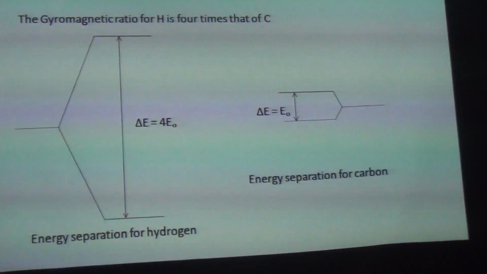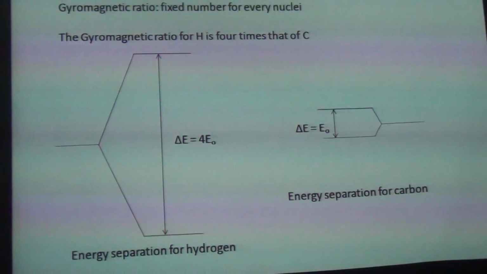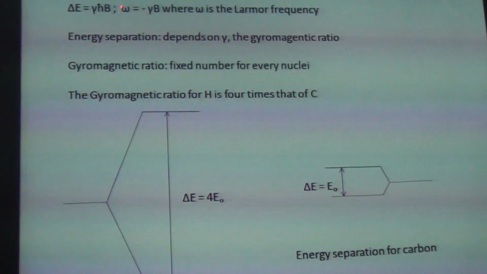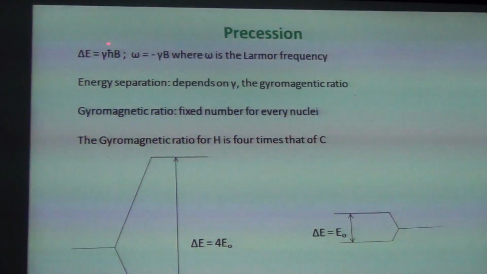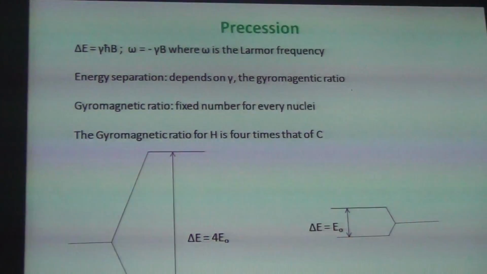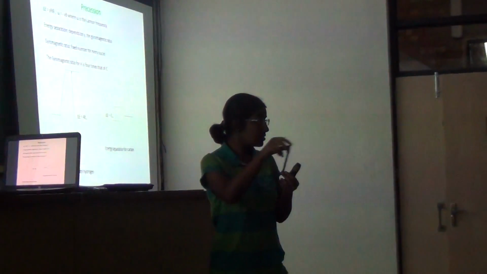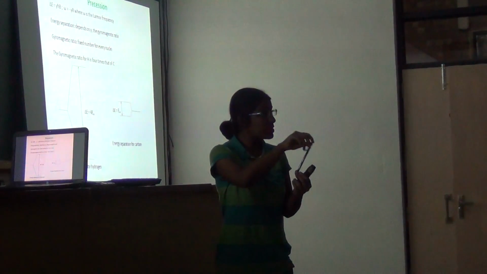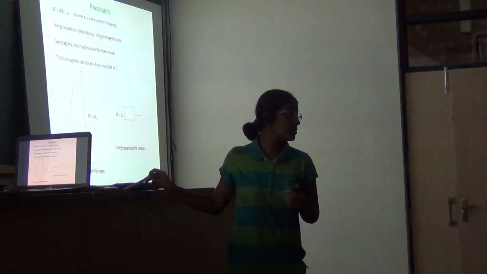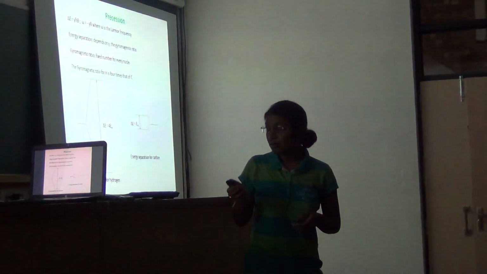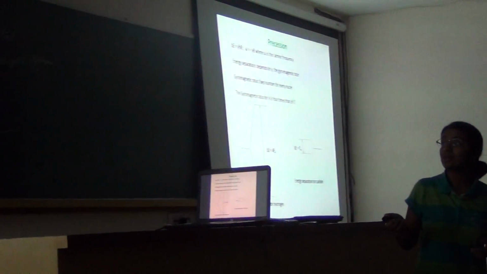Another important thing here is that omega is defined to be minus gamma B, and this omega is the Larmor frequency. I told you that when a magnetic field is applied, the nucleus starts precessing about this magnetic field. So the frequency of this precession is known as the Larmor frequency, which is defined as minus gamma B.